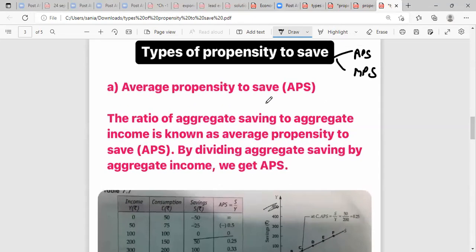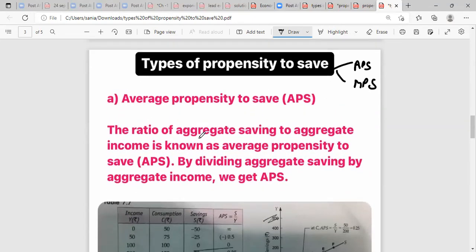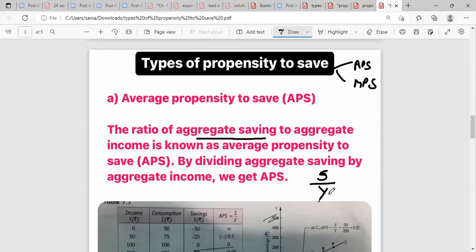So ma'am, what is average propensity to save? The ratio of aggregate savings to aggregate income is known as average propensity to save. There it was the ratio of aggregate consumption, right? But here it is aggregate saving to aggregate income. How are you going to get it? By dividing aggregate savings by aggregate income, you are going to get APS. Clear?